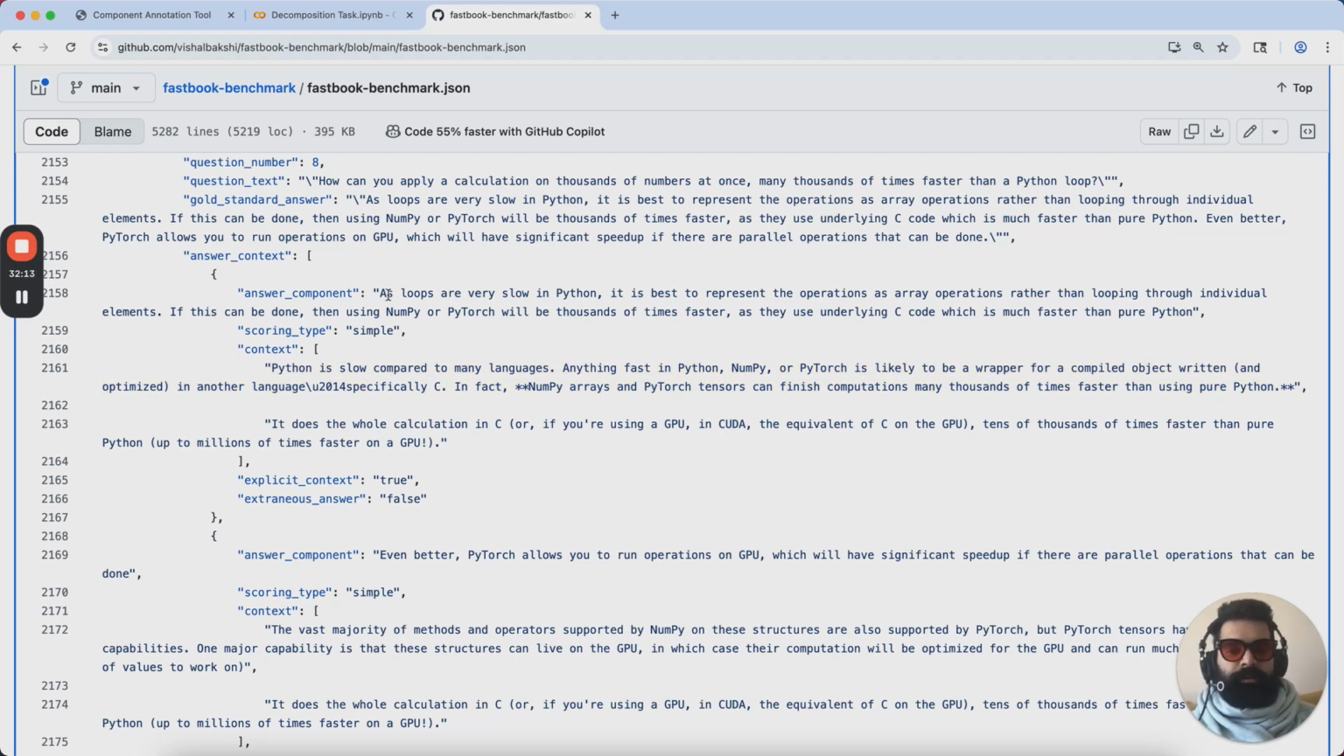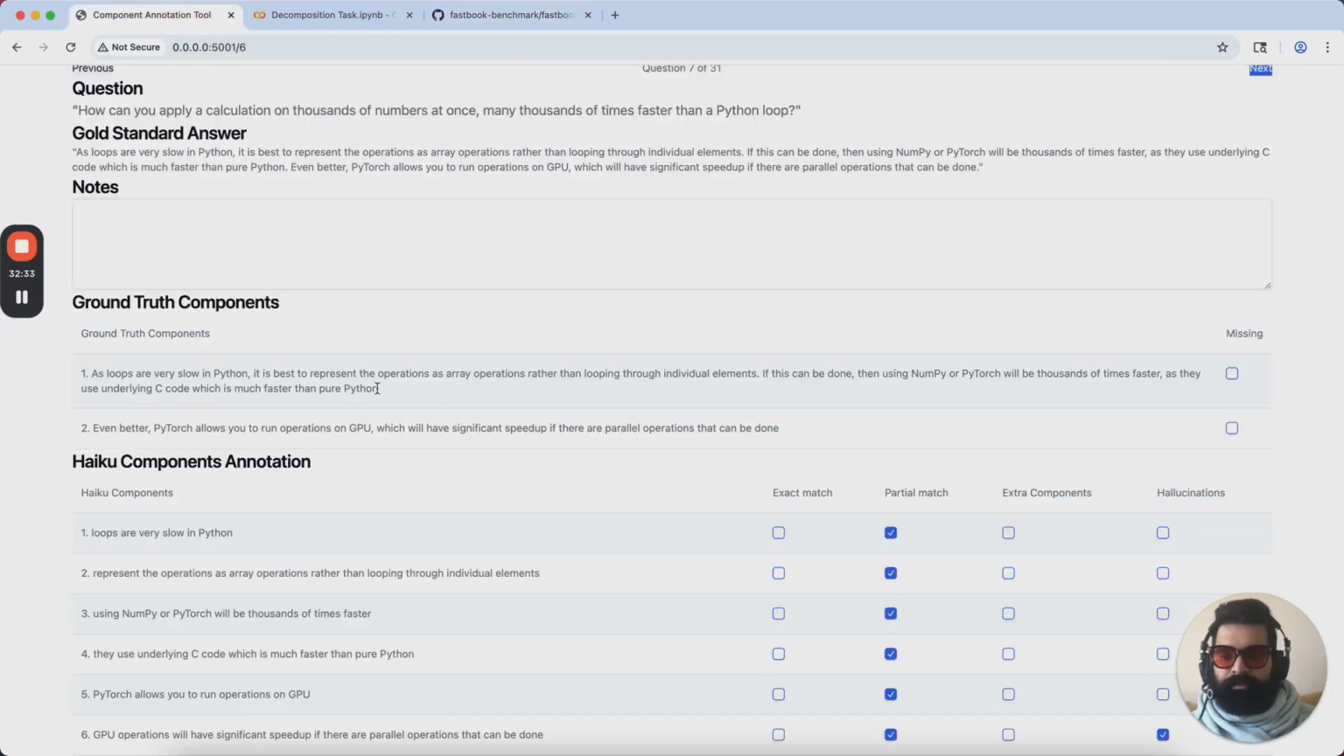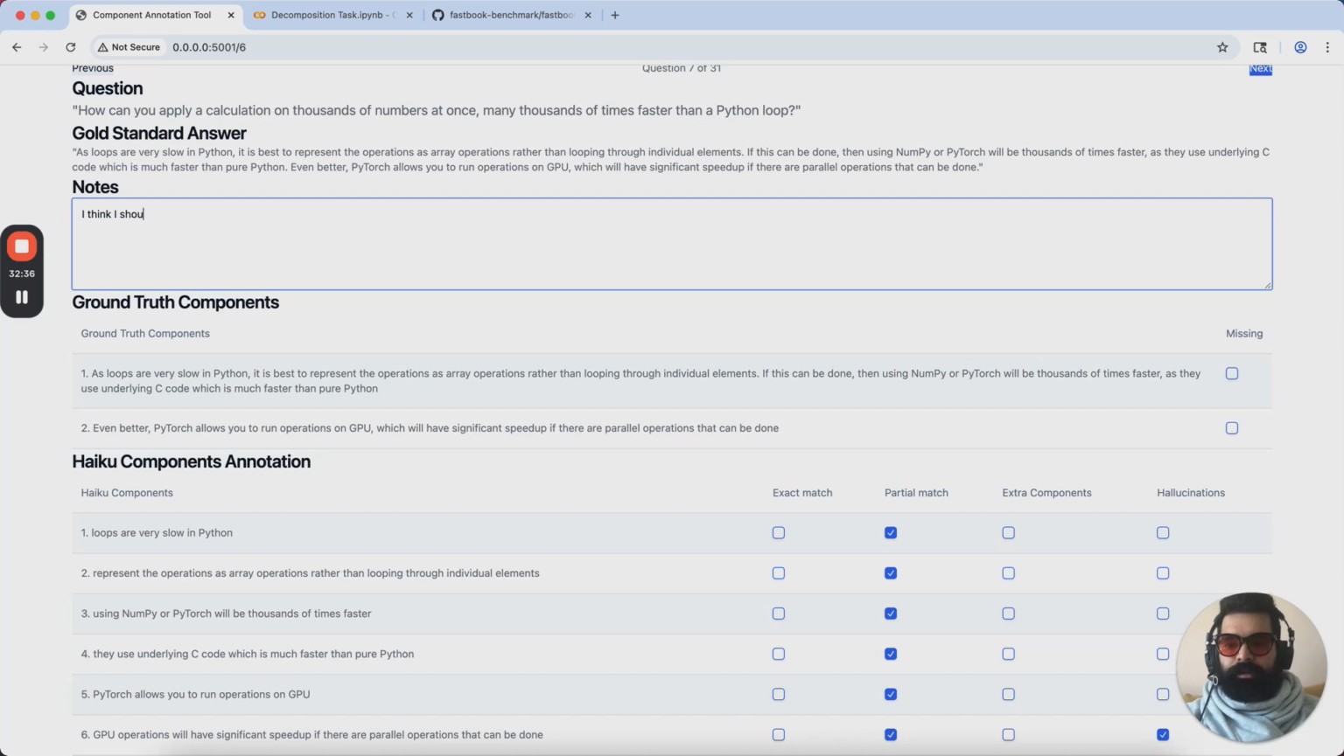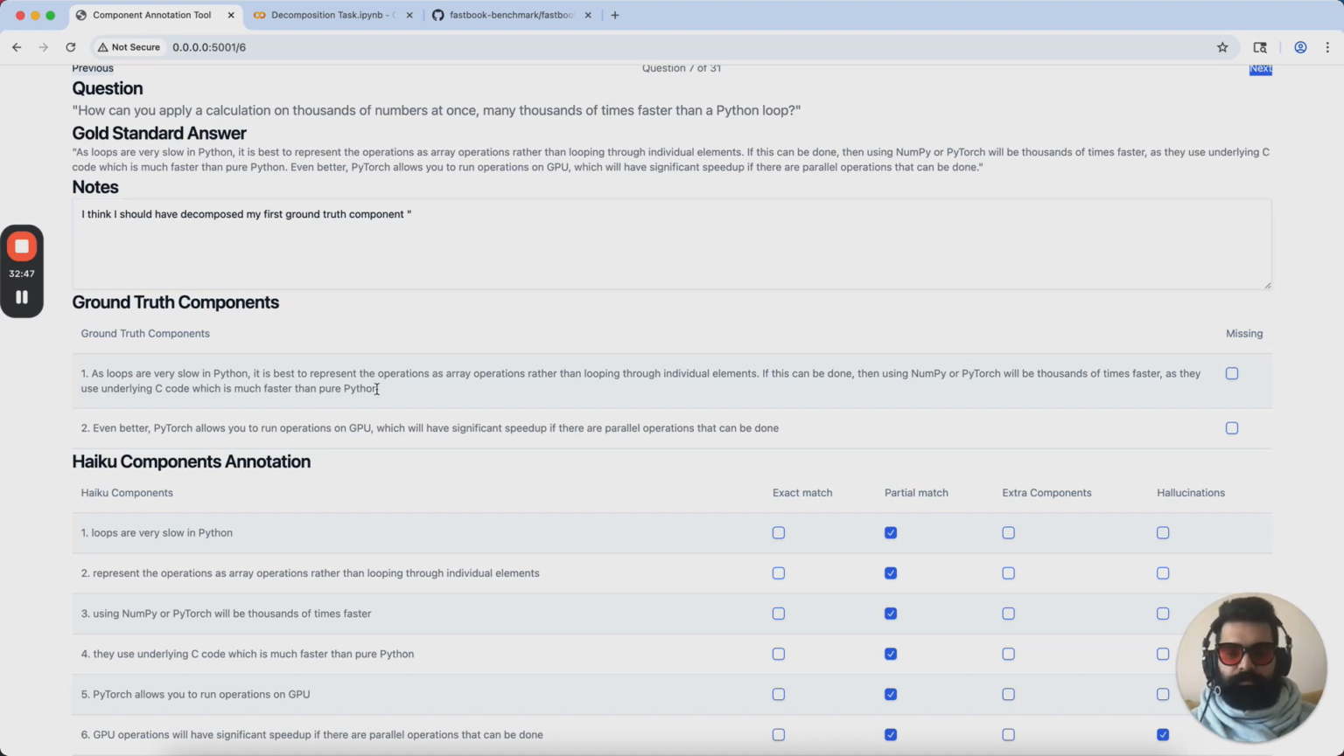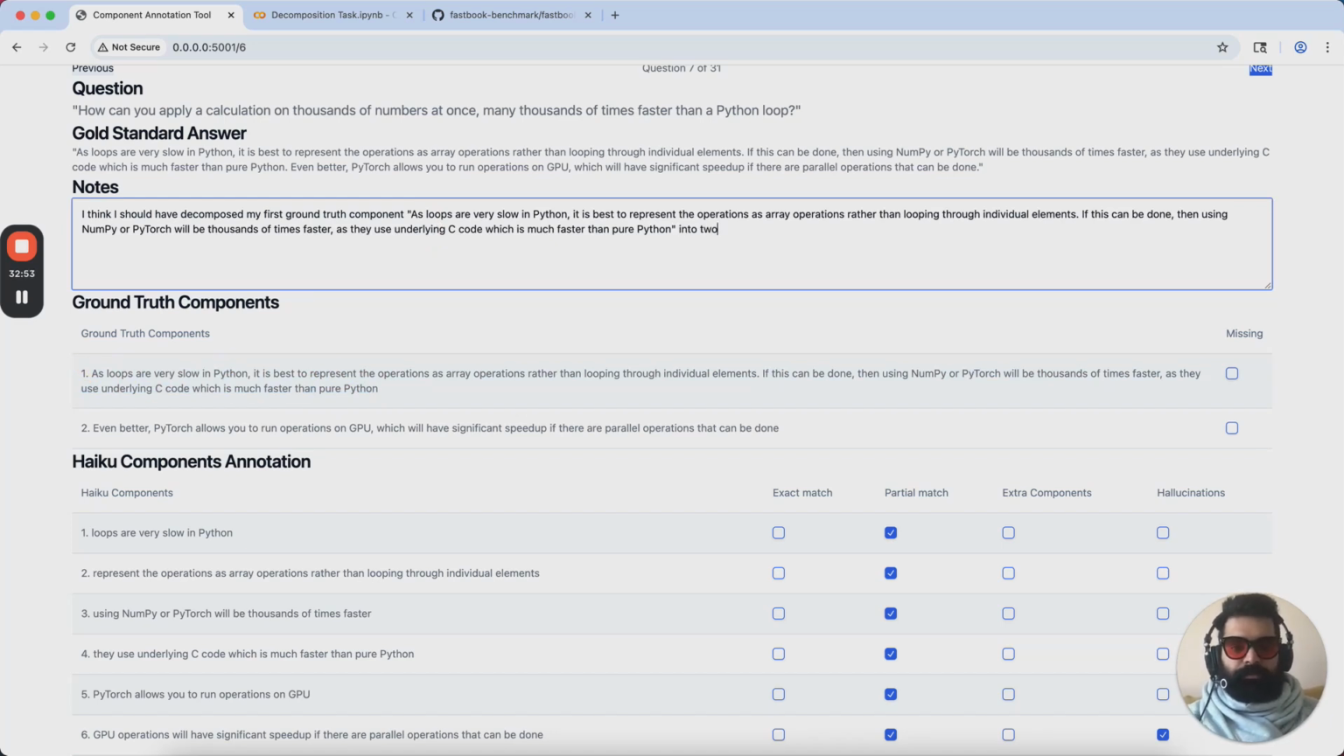Or what I should have done, as loops are very slow and then thousands of times faster, that should have been one component, and that corresponds to this first one. And then as they are using underlying C code, which is much faster than pure Python, that should have been a second component. So as I'm thinking about this now, let me make a note of that. So I think I should have decomposed my first ground truth component into two components.